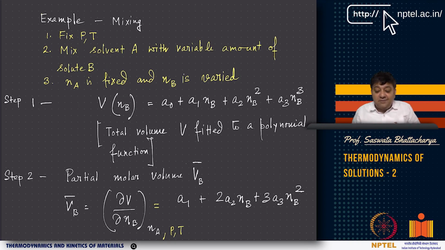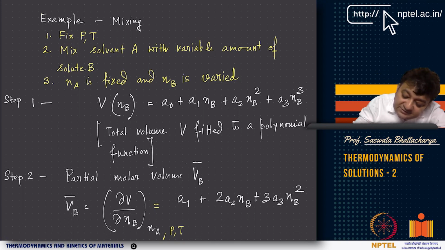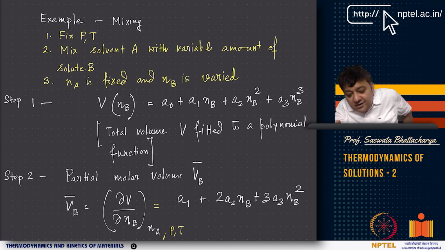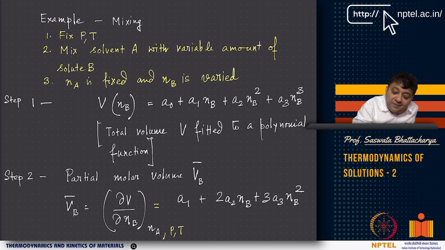This variable amount is needed because, if you do not have a variable amount, you don't know how to calculate the partial molar volume. So think of an experiment where you fix pressure and temperature, the amount of solvent A is fixed, but you vary the amount of solute B, and in each case you measure the change in volume. So N_A is fixed and N_B is varied. Then you have data points.